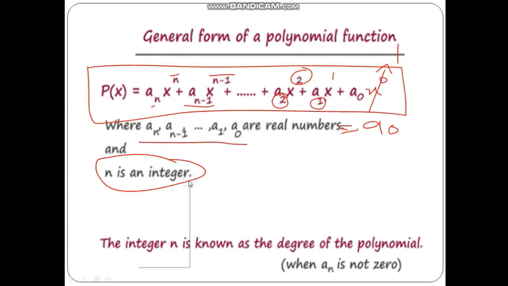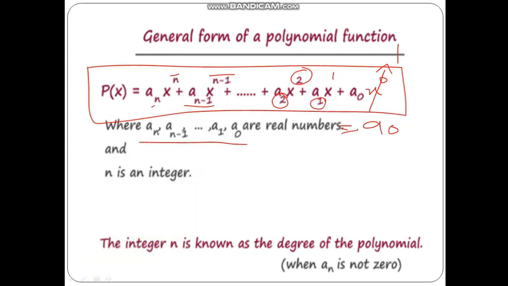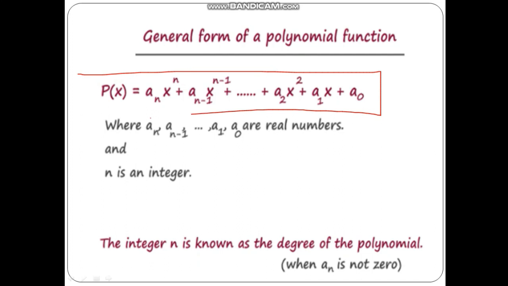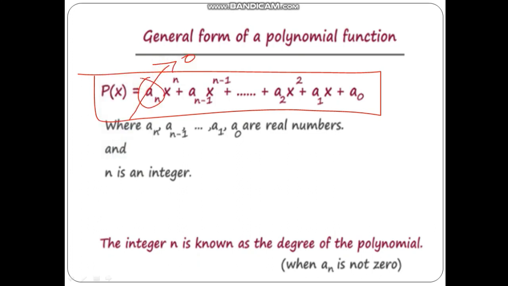This is very, very important: this is the general form of the polynomial function, where an will never be 0. An cannot be equal to 0, and n is the degree of the polynomial.